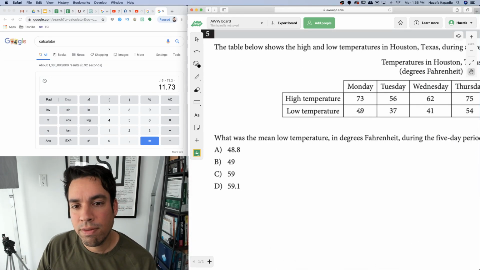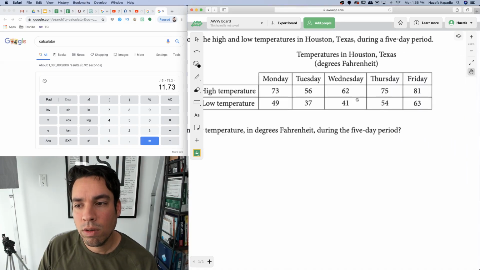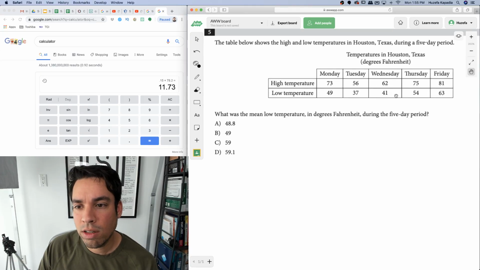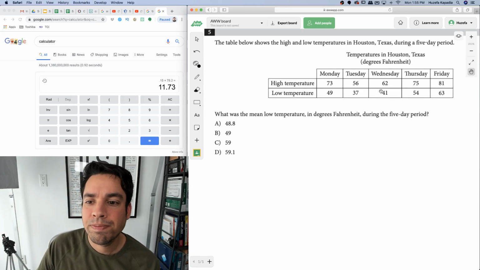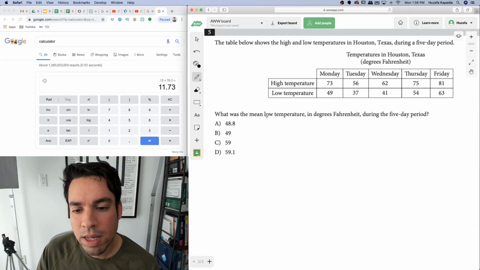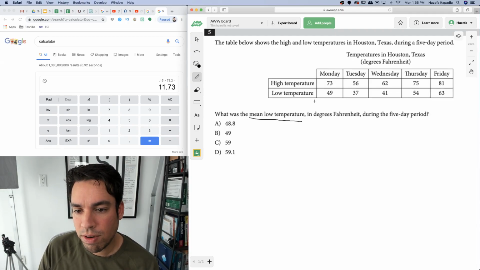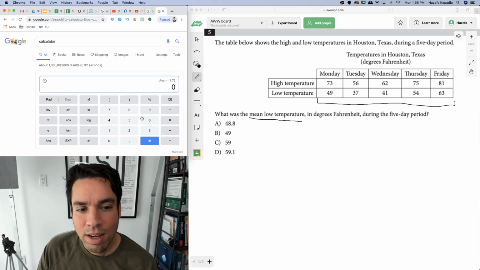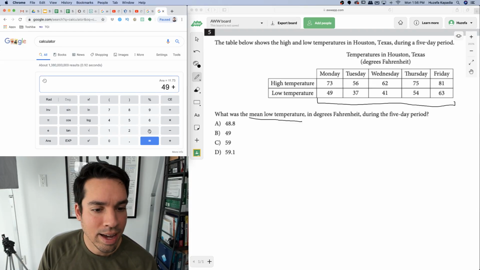Number 5. The table below, oh wow, this goes all the way across. The table below shows the high and low temperatures in Houston, Texas during a 5-day period. What was the mean low temperature during the 5-day period? Here are the low temperatures at the bottom. It's the mean of that. Mean means we take all of these, we add them up.